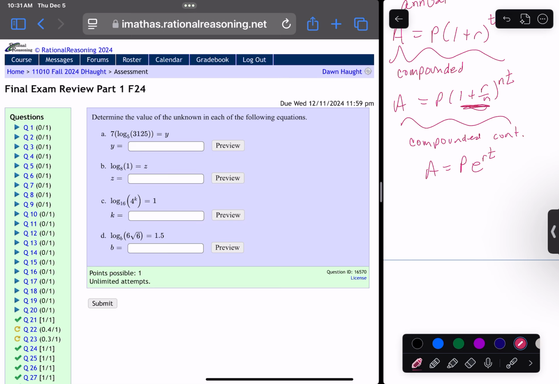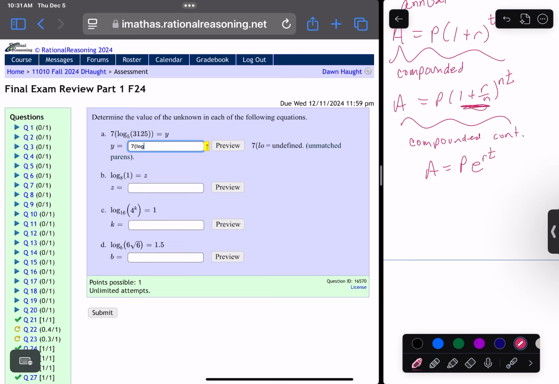Determine the value of the unknown in the following equations. So they just want you to solve it for y. Now, I don't know if this is going to work, but I'm going to try something here.